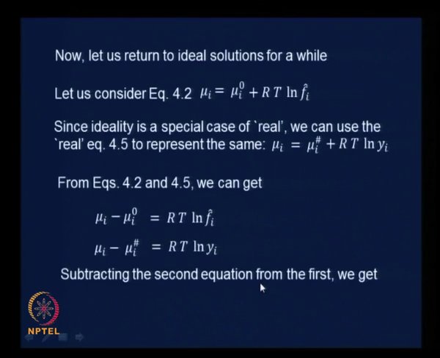If you subtract equation 2 from equation 1, you would get mu I hash, this is the minus mu I hash here, therefore mu I hash minus mu I naught equals RT ln yi minus RT ln Fi hat. So ln A minus ln B equals ln of A by B, therefore this becomes RT ln Fi hat by yi. Same equation here.